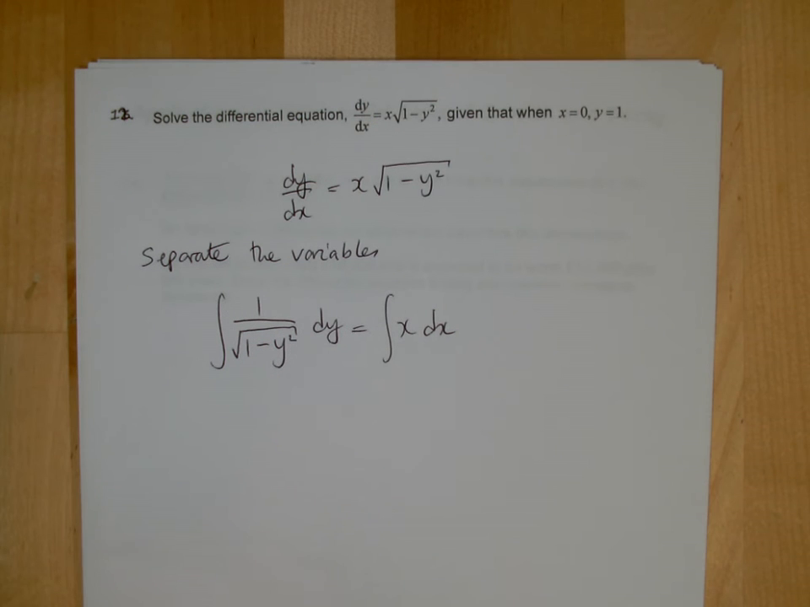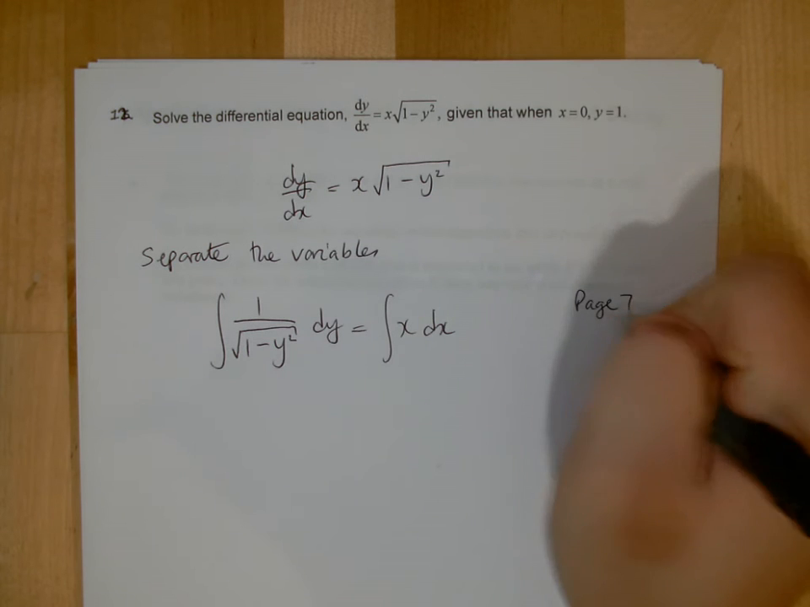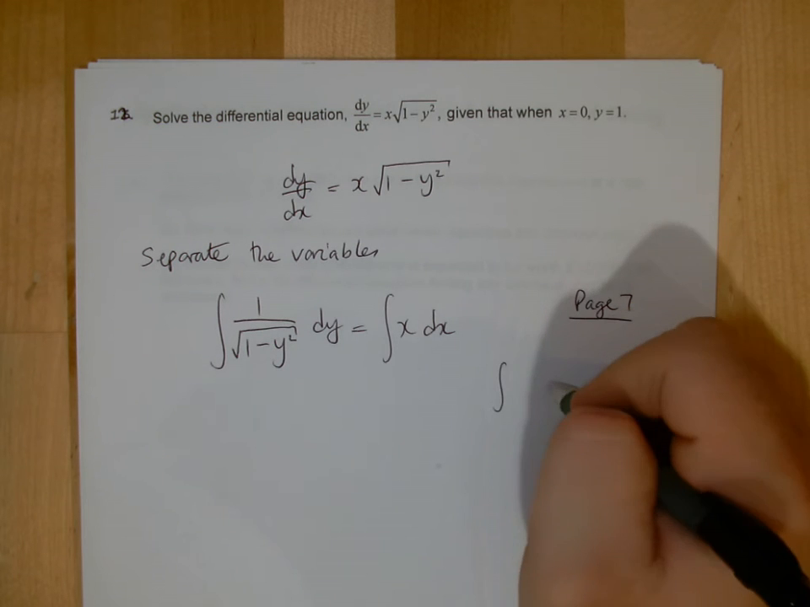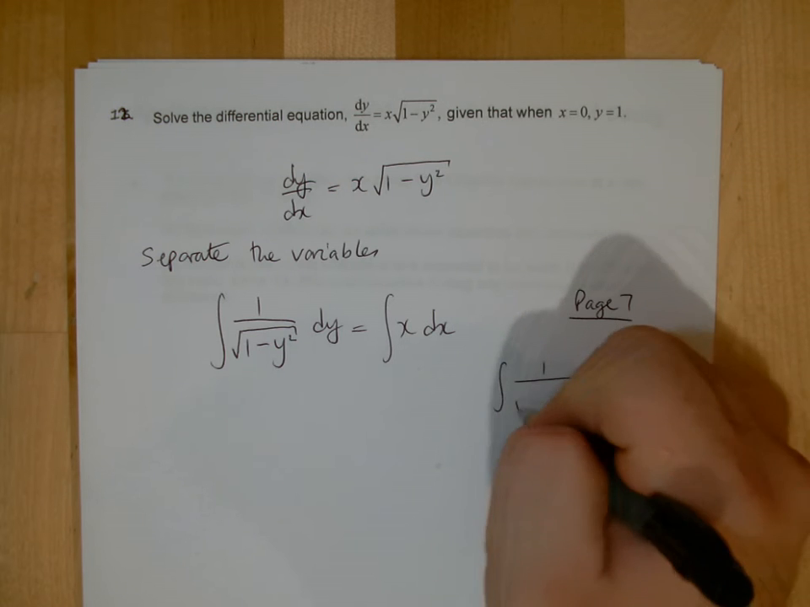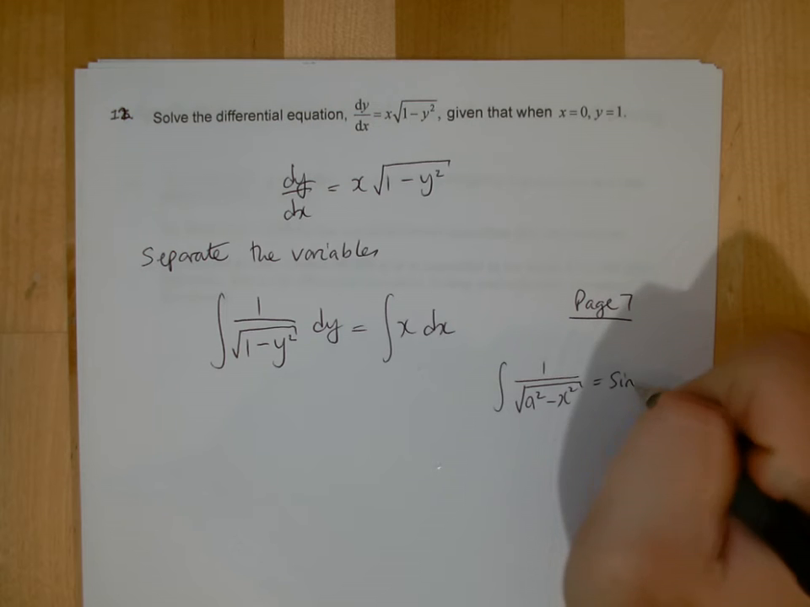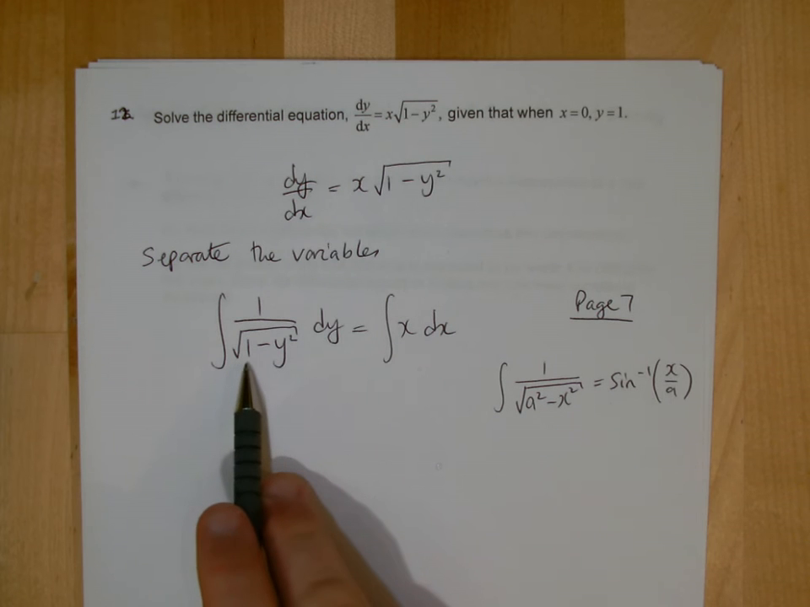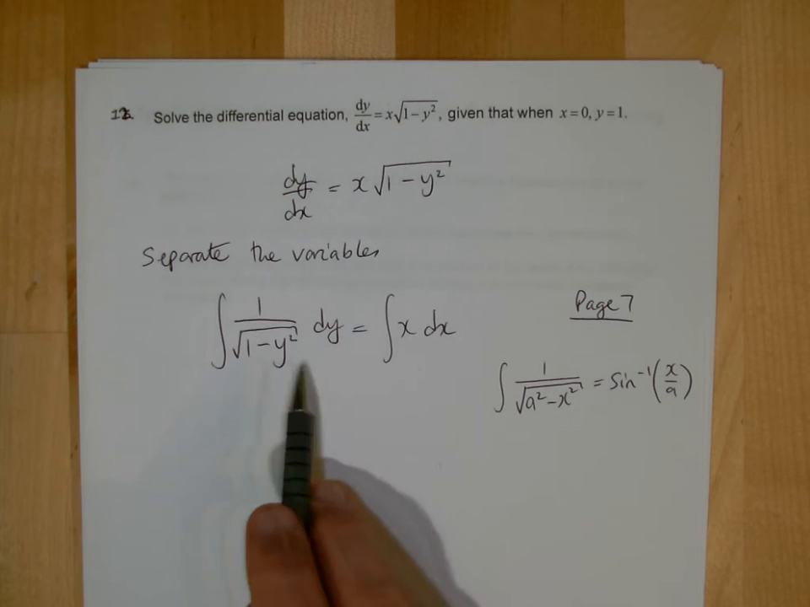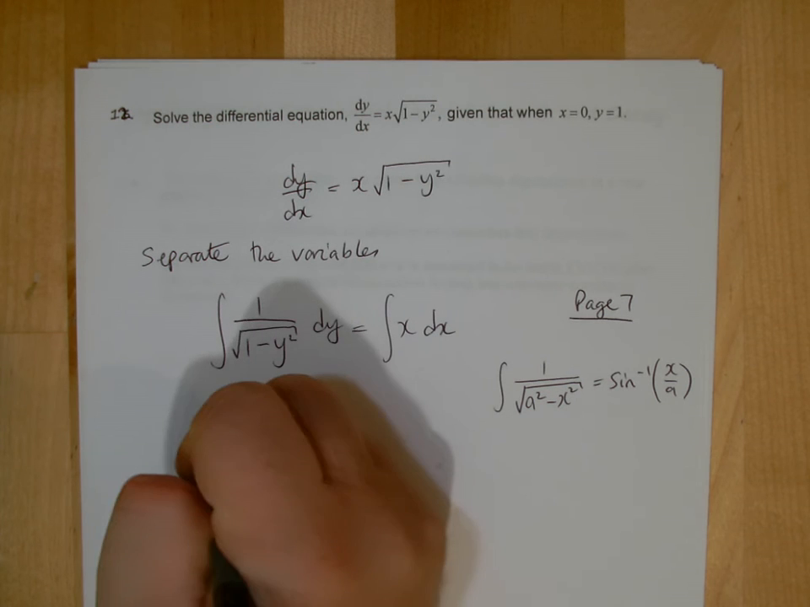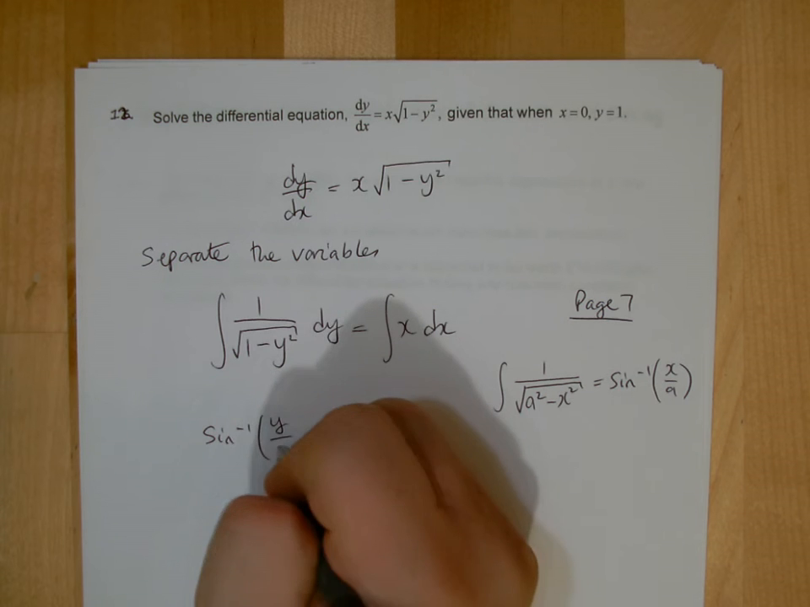So again, you refer to the formula booklet, okay? In the formula booklet, on page 7, we've got this result. The integral of 1 over the root of a squared minus x squared equals sine to the minus 1 of x over a, okay? That's no different to what I've got here, in that a is going to be 1, and you're going to replace the x with y, okay? So I can rewrite this as sine to the minus 1 of y over a, and a is 1.